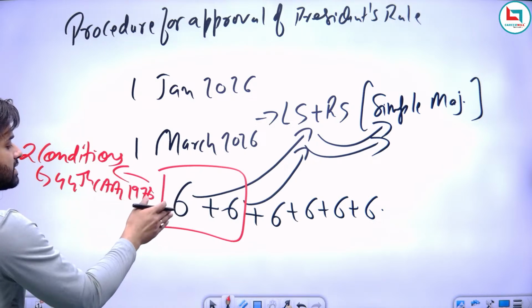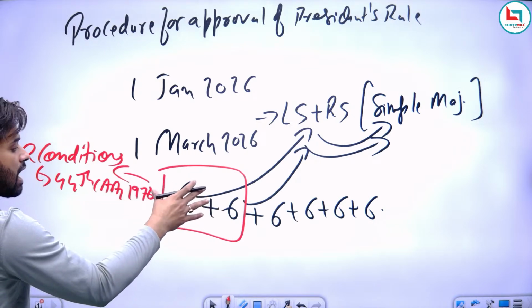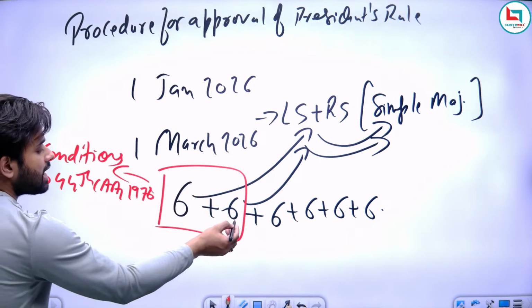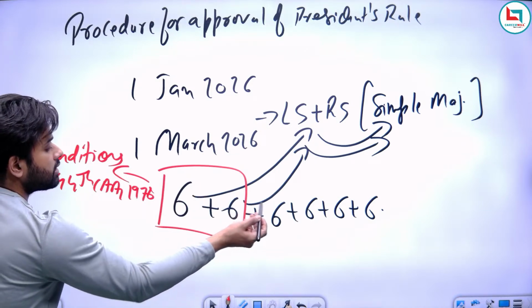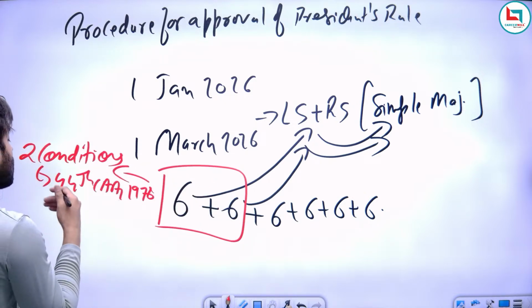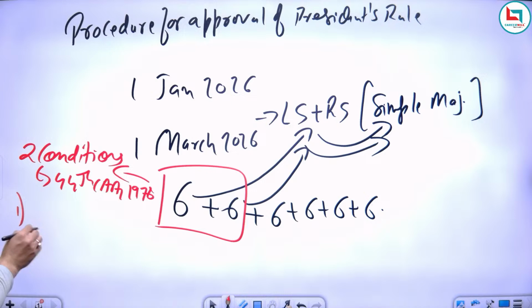It means after 1 year of imposition of President's rule, if the government wants that the President's rule should extend for another 6 months, then first these two conditions should be satisfied. Now, what are these two conditions? The first condition is the imposition of national emergency.